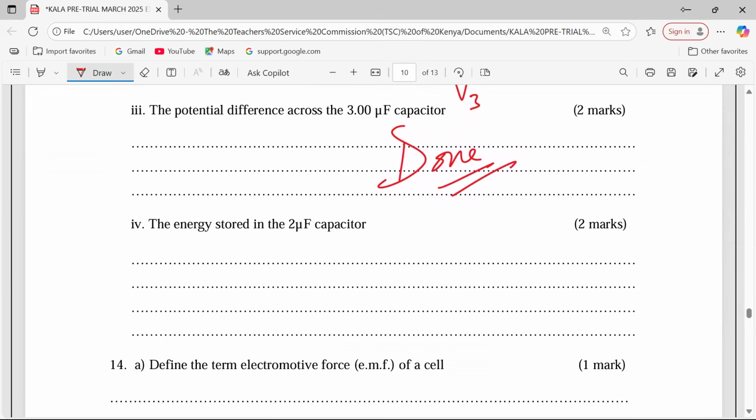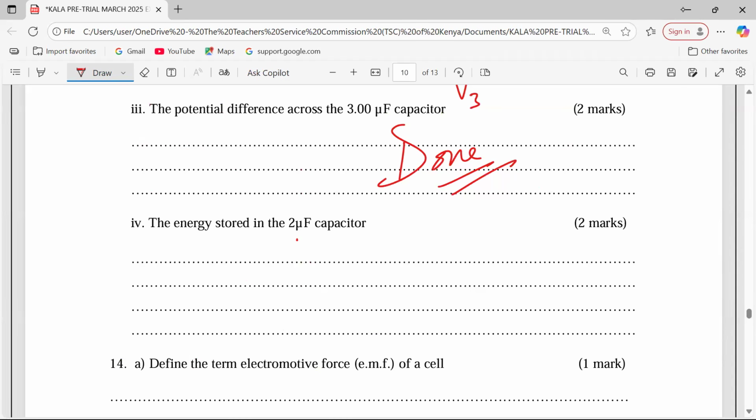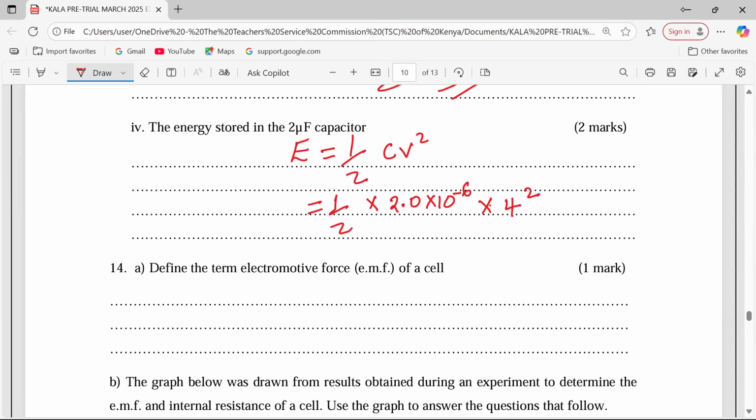Energy stored at the 2. We know that energy has several formulas, but half CV squared is the one. So half, C is capacitance, 2.0 times 10 to the power negative 6, times the voltage there, which is 4, squared. This is exactly going to give us 1.6 times 10 to the power of negative 5. Because it is energy, we talk about joules.